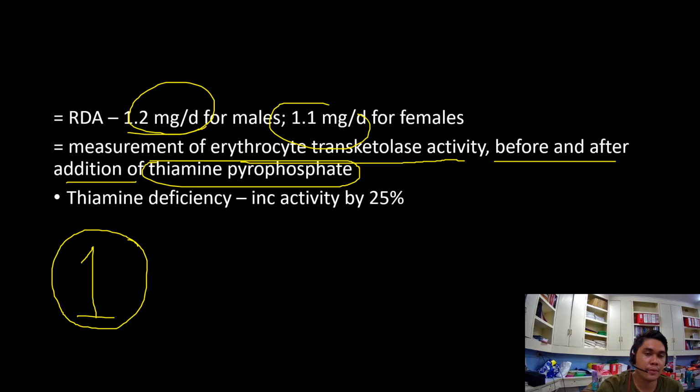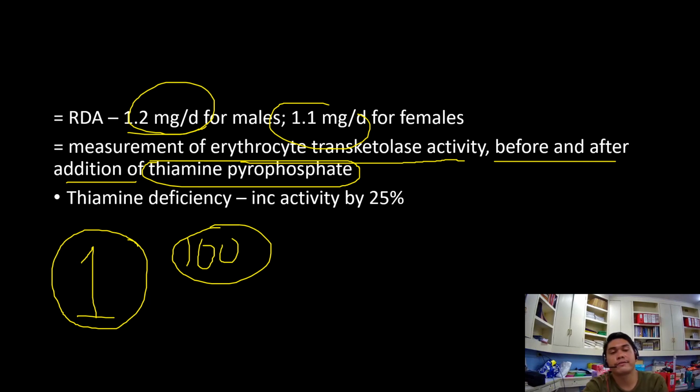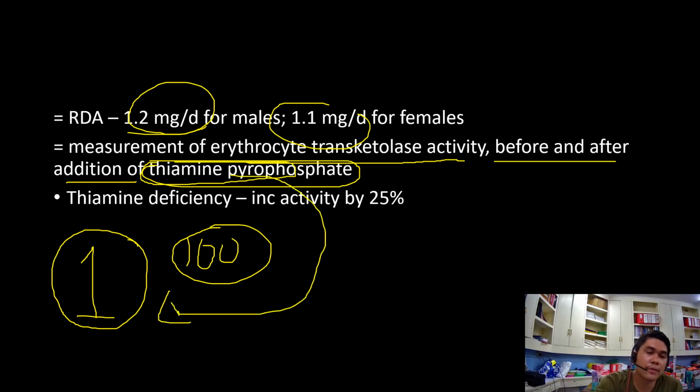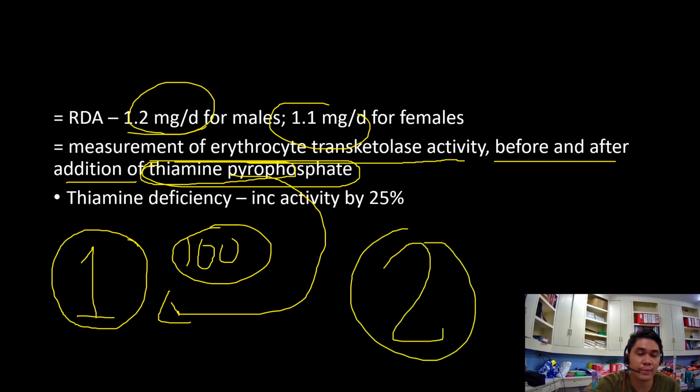So for example, you have 100 U per L activity of erythrocyte transketolase. Then after that, you add thiamine pyrophosphate to your sample or to the reaction. Then you'll have the second measurement. So in the second measurement, if there's thiamine deficiency, you'll expect an increase in activity by 25%.